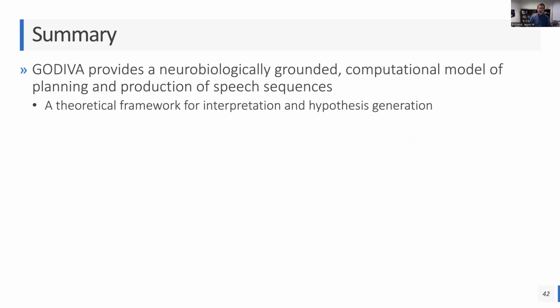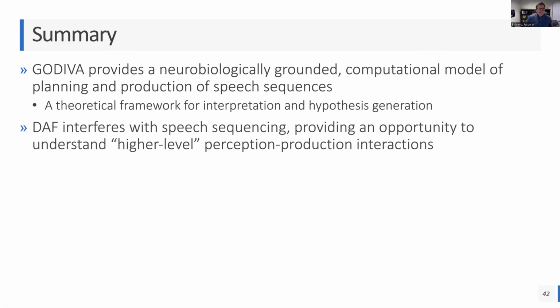All right, so to summarize, the GODIVA model provides us with a neurobiologically grounded computational model of planning and producing speech sequences. This is nice for allowing us to investigate these kinds of sequential phenomena that we see in DAF. It's also a general theoretical framework that helps us interpret results and generate new hypotheses. We saw that DAF interferes with speech sequencing. It provides an opportunity for us to understand what we think of as higher level perception production interactions than what's typically looked at with pitch shift or formant shift type experiments.